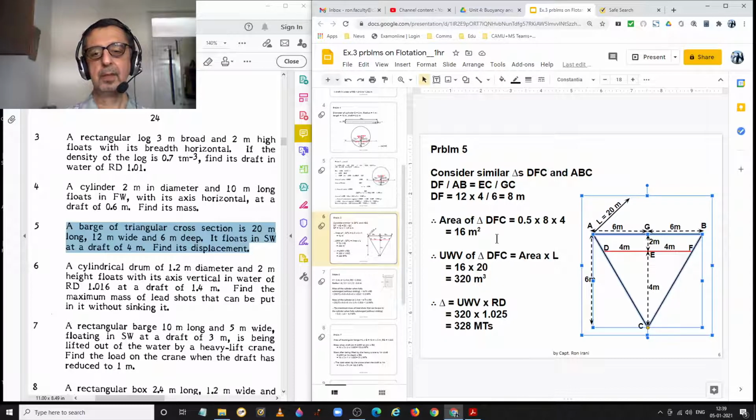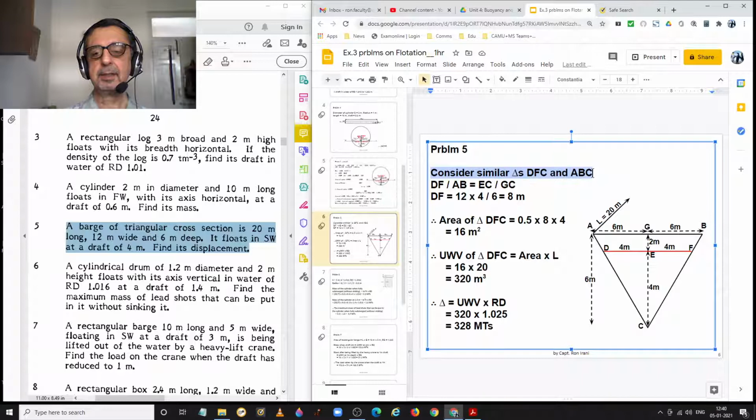So let us consider two similar triangles DFC and ABC. We have to now find the value of DF, the length, the breadth of the water line. So how do we do that?